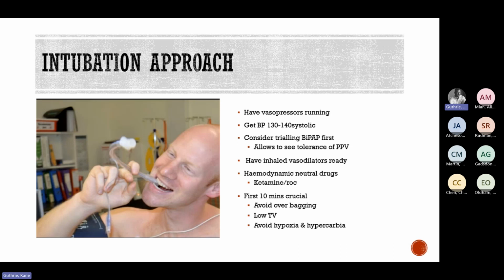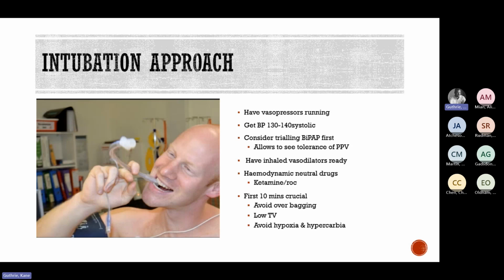If you do have to go ahead and intubate these patients, you do need to have an approach. It's best to have your vasopressors running during the intubation, okay, if they need it. So you want to maintain, you've got some room to move, so making sure that you've got the systolic up to that 130, 140 mark, then MAP up to the 65 to 70.